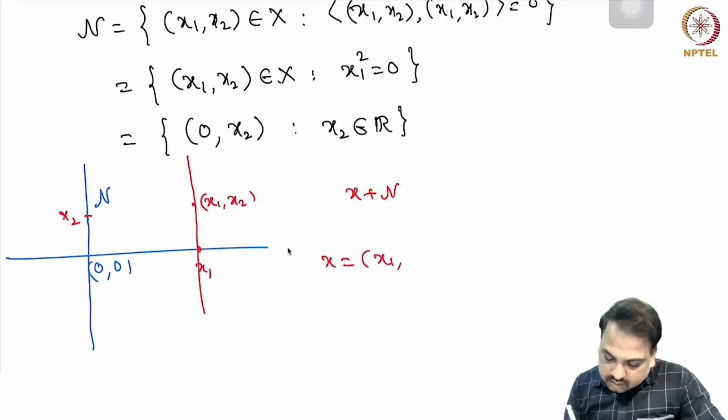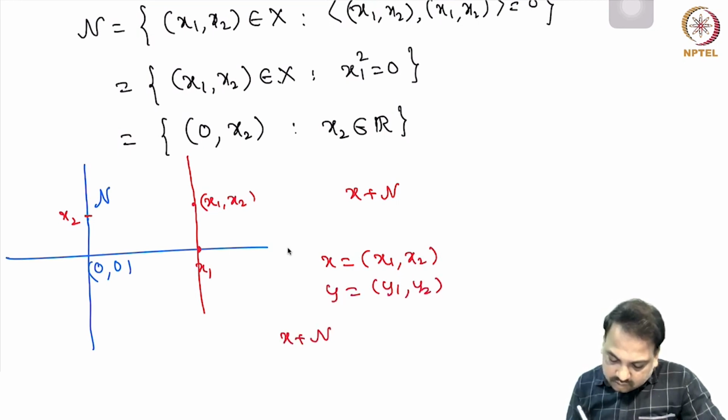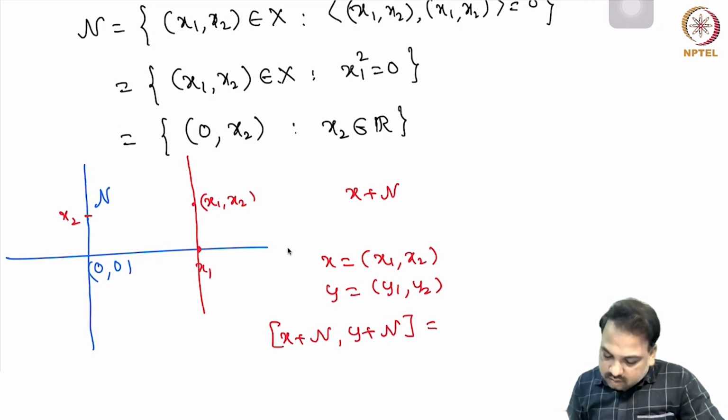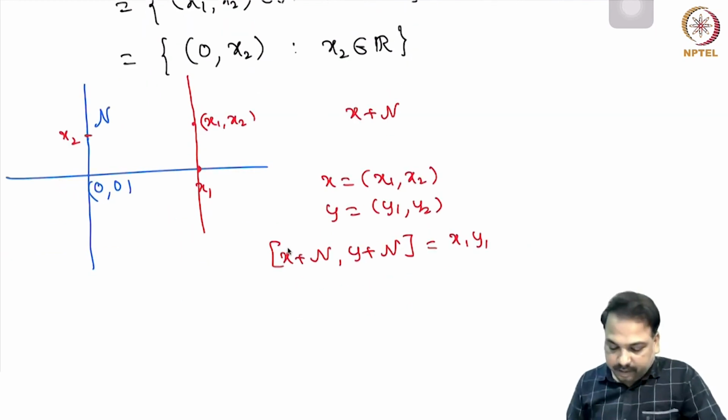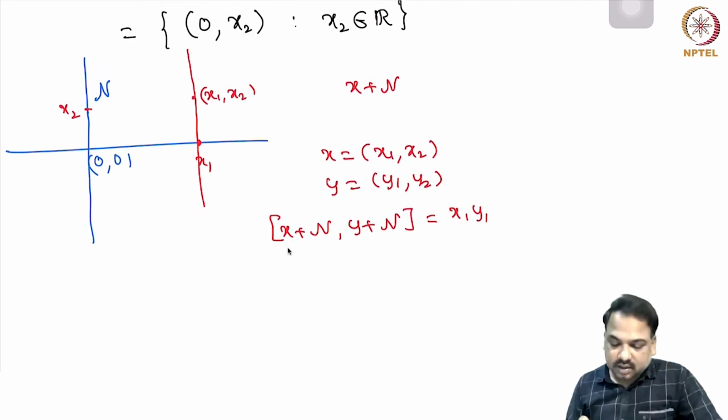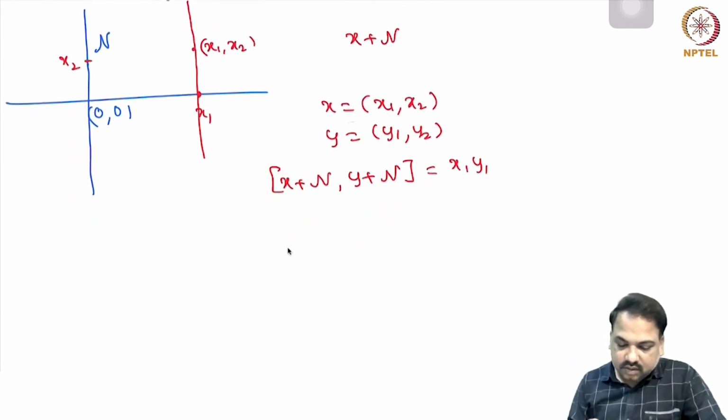So that means if I take x as (x1, x2), y as (y1, y2), then the inner product of x plus N with y plus N is nothing but x1 multiplied by y1. This is the inner product on the quotient space. The quotient space is nothing but all the lines which are parallel to the y-axis. It consists of equivalence classes. Okay, this is the first example.